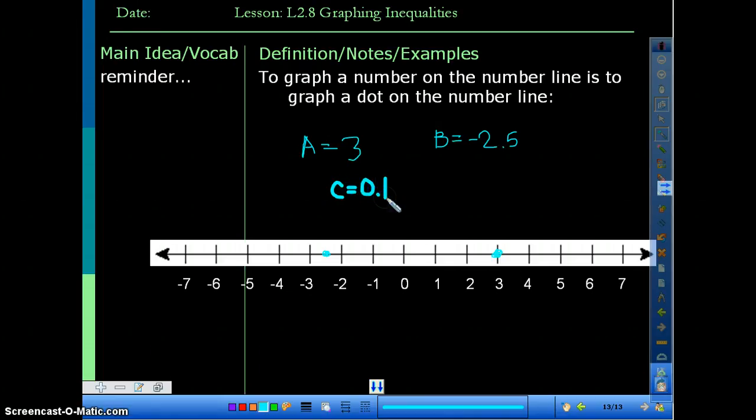Another example, if I wanted to graph the point C being equal to 0.1, this would go directly on my number line, somewhere between 0 and 1, quite a bit closer to 0, maybe about right here on my number line. So the dot goes directly on the number line. That's important for us to remember.